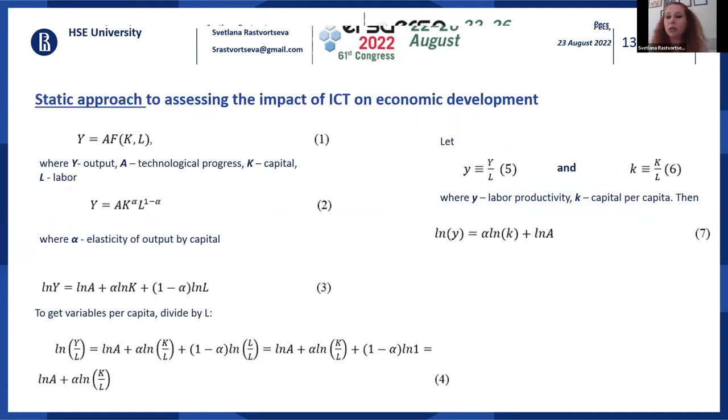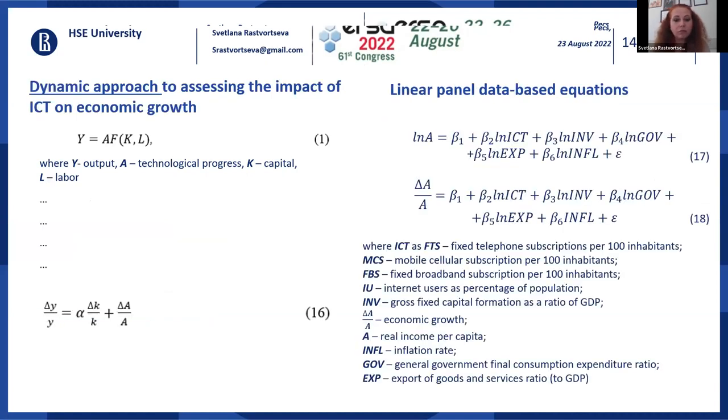We used two economic models, Cobb-Douglas and the neoclassical growth model. In the first case, the transformation of the model allowed us to show that economic development depends on capital and technological progress. The dynamic approach to assessing the impact of ICT on economic growth shows that economic growth depended on capital gains and technology gains. Here I show only the first part of these calculations, and the last part, to show that it depends on capital gains and technology gains.